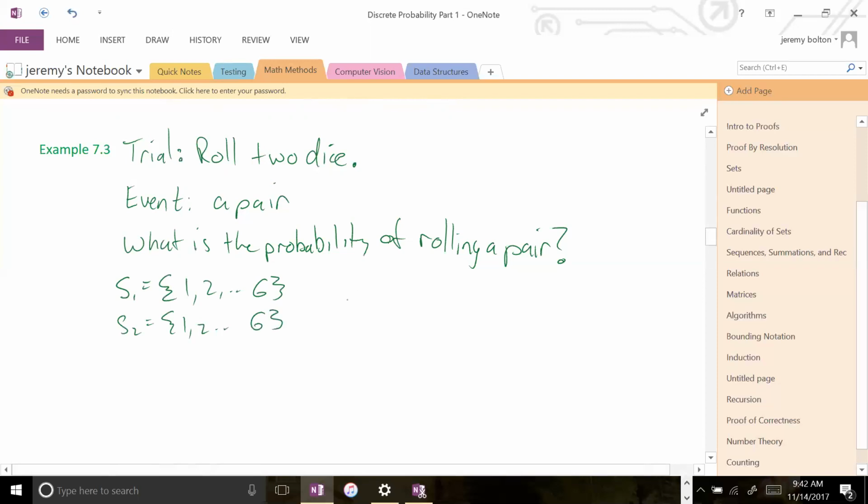All right, our sample space here is simply equal to S1 cross S2, where here we have a Cartesian product. And this is the set that's going to contain all tuples of the singletons of our individual sets, all the elements in S1 followed by all the elements in S2, all of those combinations.